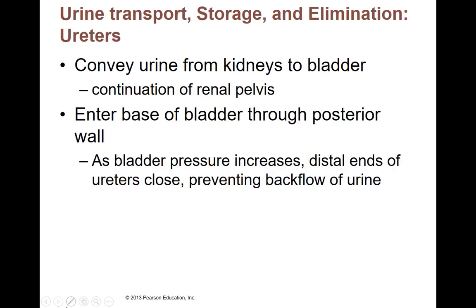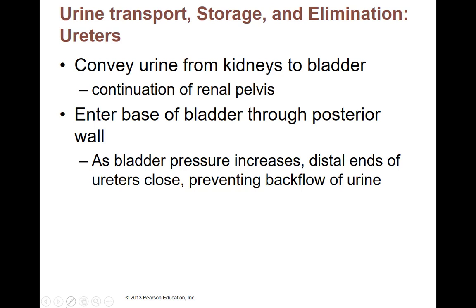Now, different parts of the urinary system. Some of this you know already. So we've got to make urine. We just made it. Yay. Now we have to transport it, store it, and eliminate it. So we made the urine in our kidneys with all of our nephrons.